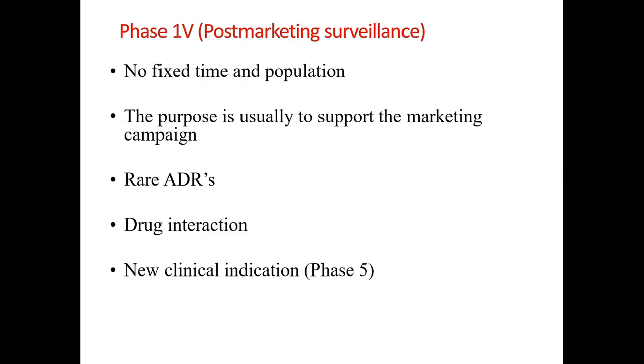new clinical indication, which is called phase 5. Because you see, methotrexate was an anti-cancer drug, but it has a new indication. It has been found that methotrexate can also be used in the treatment of rheumatoid arthritis, and also in the treatment of psoriasis. So any new clinical indication can also be detected in the 4th phase of clinical trial, that is called post-marketing surveillance or pharmacovigilance.